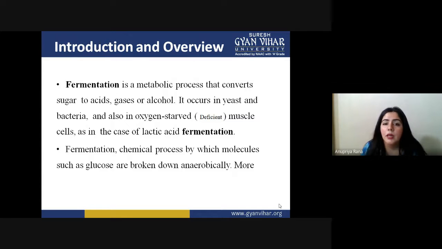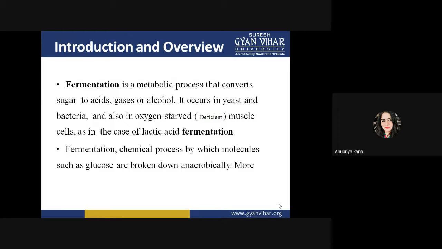The basic process under fermentation is the conversion of sugars to acid, gases, or alcohol. Basically, our major goal under fermentation is to convert the sugar molecule into acid, gases, and alcohol. So these three things can be generated by the process of fermentation. It occurs in yeast, bacteria, and also in oxygen-starved cells, meaning those which do not have the facility of oxygen, such as muscle cells in the case of lactic acid formation.